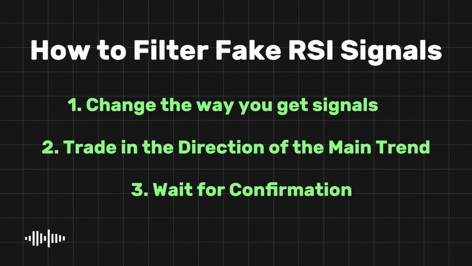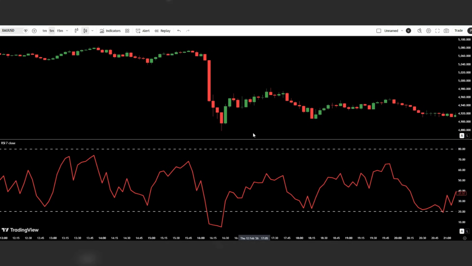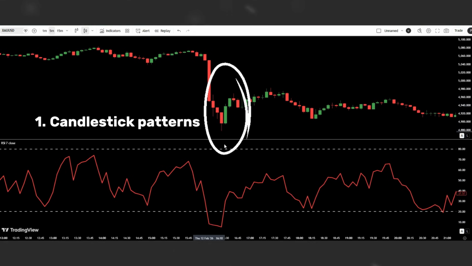3. Wait for confirmation. Third, and this is very important, never enter a trade immediately just because RSI exits an overbought or oversold zone. RSI is only a tool. It tells you a potential area of interest, but it does not guarantee a trade will succeed. You always need confirmation from the price itself. There are several ways to confirm a signal. 1. Candlestick patterns. Look for classic reversal patterns like engulfing candles, pin bars, or hammer or inverted hammer. These show that buyers or sellers are stepping in at that level.